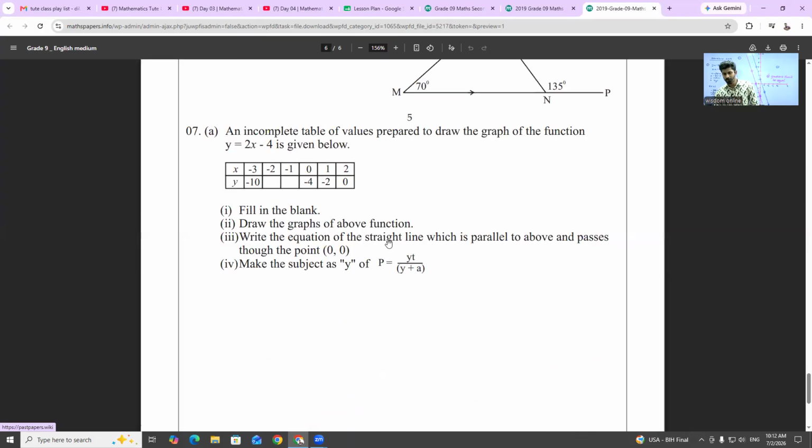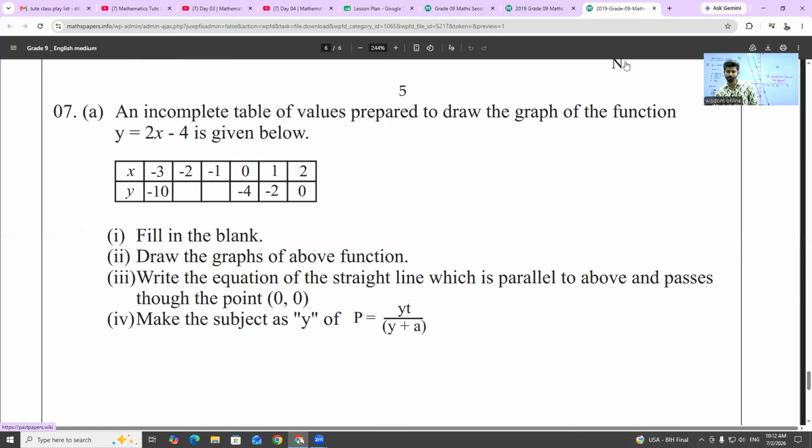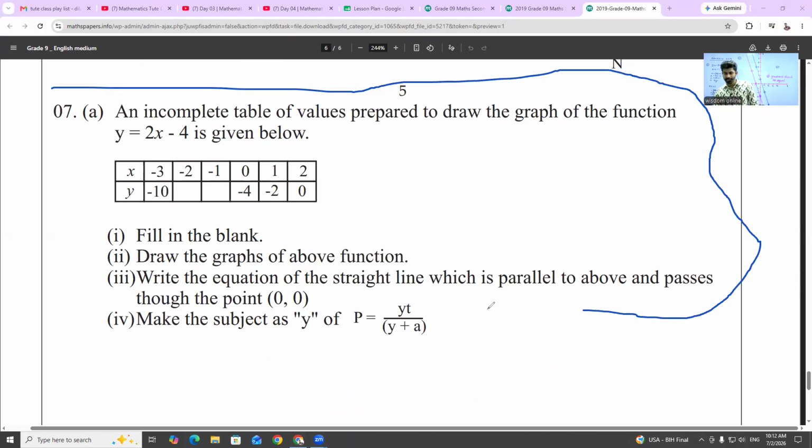2x minus 4. These are my first three questions related to graphs. Right? Yes. Let's try to do this one by yourself.